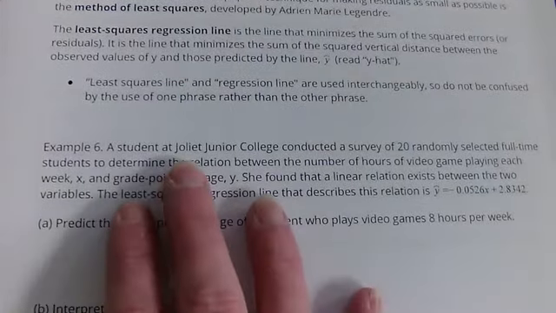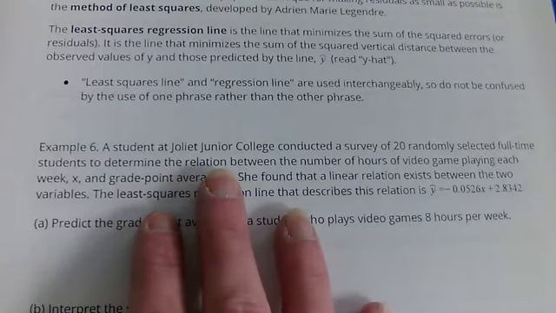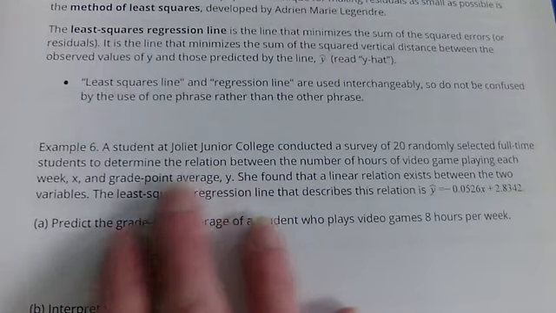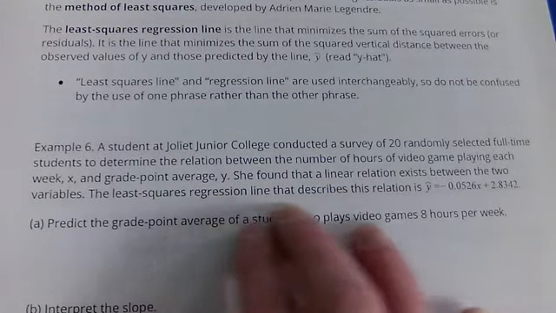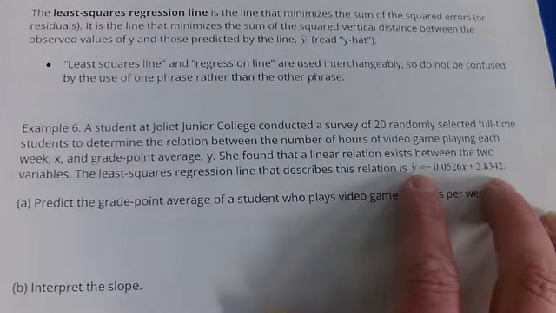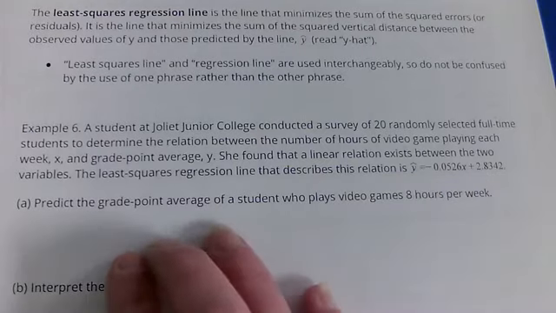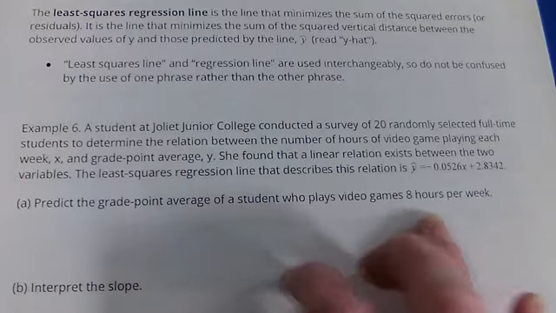Anyway, a student at Joliet Junior College conducted a survey of 20 randomly selected full-time students to determine the relation between the number of hours of video game playing and their grade point average. And she found that a linear relation existed between the two variables, and she found this equation to represent that relationship. Could we predict the grade point average of a student who plays video games 8 hours per week?